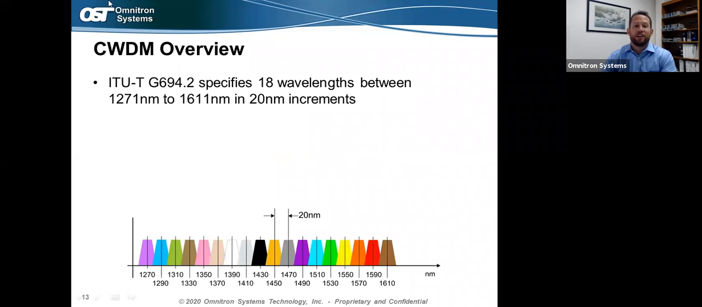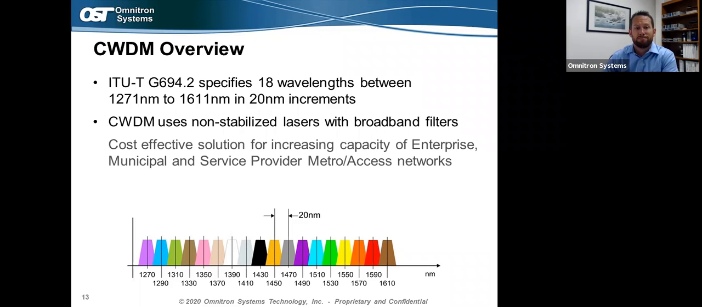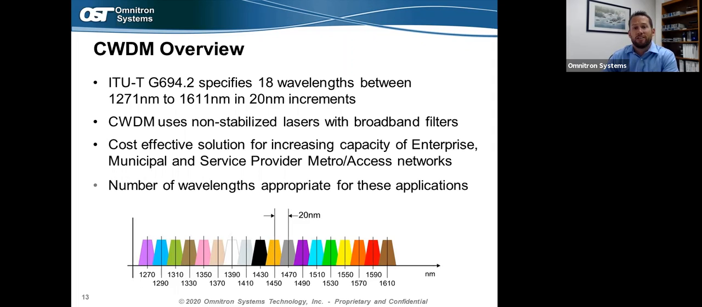Here's a look at all the different CWDM wavelengths as specified by the ITU. There are 18 different wavelengths, between 1271 nanometers up to 1611 nanometers, in 20 nanometer increments. And typically they round 1271 down to 1270, which is the industry standard. CWDM uses non-stabilized lasers and broadband filters to filter out these different colors or wavelengths. It's a very cost-effective solution for enterprise, city networks, as well as service provider networks. And typically, the number of channels used with CWDM is appropriate for these types of applications.